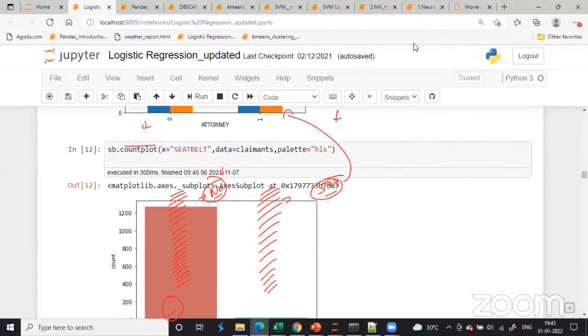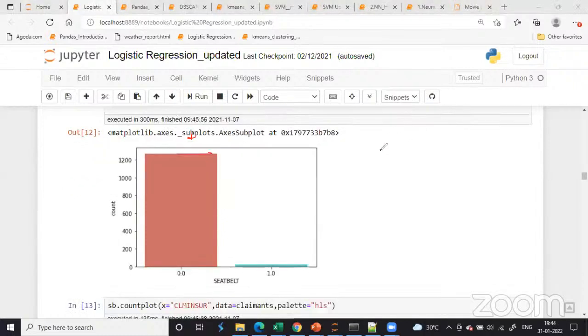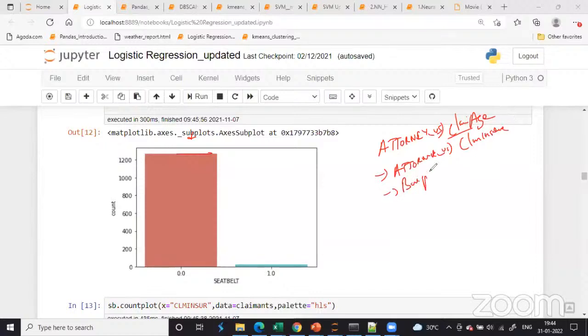Now create a count plot for your seatbelt column. So every column I can explore my data like this. First, I started off my exploration by understanding my attorney column versus my claimant age. Next, I did a cross-tab between my attorney column and claimant insurance. Then I did a bar plot between my attorney column and claimant insurance. Now I'm doing a count plot on my seatbelt. So like this, I'm trying to explore each and every column which is there in my data set. That is what I'm doing.